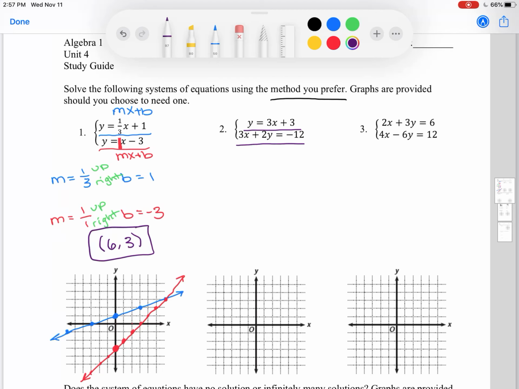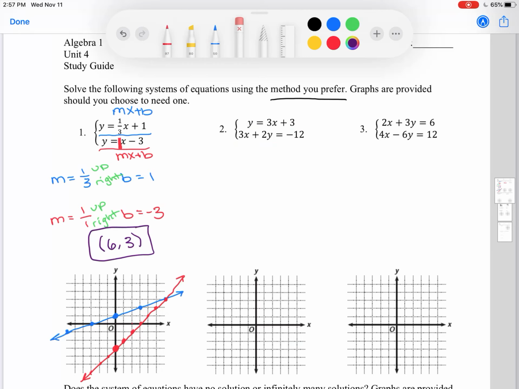For question 2, once we have our answer to question 1, we're going to move over to question 2. Again, you can use whichever method you prefer. Taking a look at my options, I have y equals 3x plus 3. So it's in slope-intercept form. But the second function is 3x plus 2y equals -12. It's not in slope-intercept form.